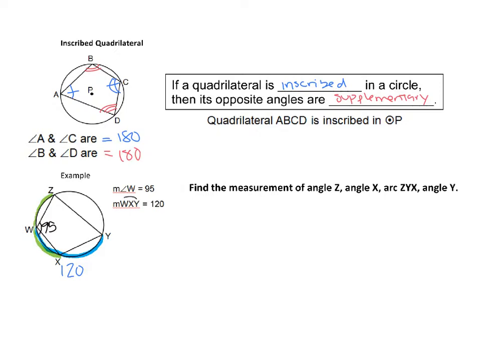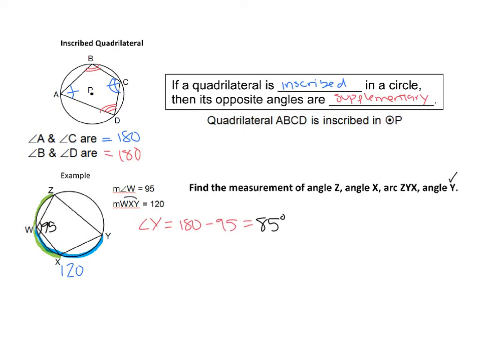Now, the first part we're going to start with is the concept that because we have a quadrilateral inside of here, opposite angles are supplementary. So, to figure out the measurement of angle Y, all we have to do is take 180 and subtract angle W, which they gave us as 95, to get that answer. So that concludes that angle Y is 85 degrees. So check, we got that one.